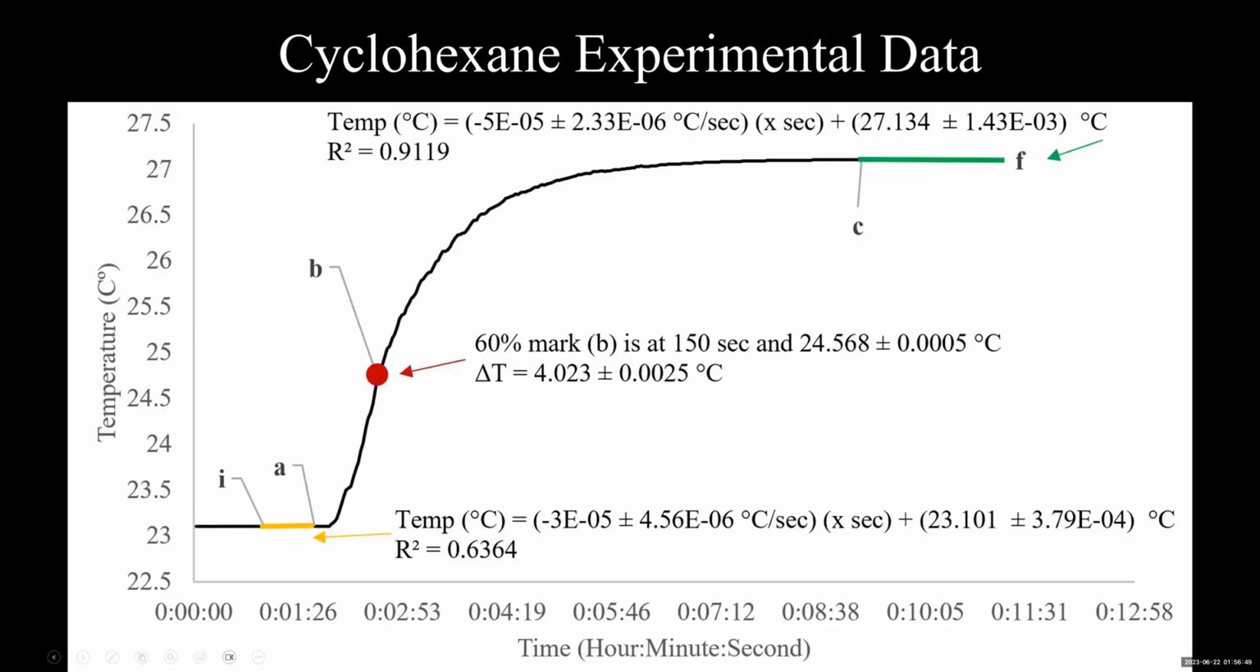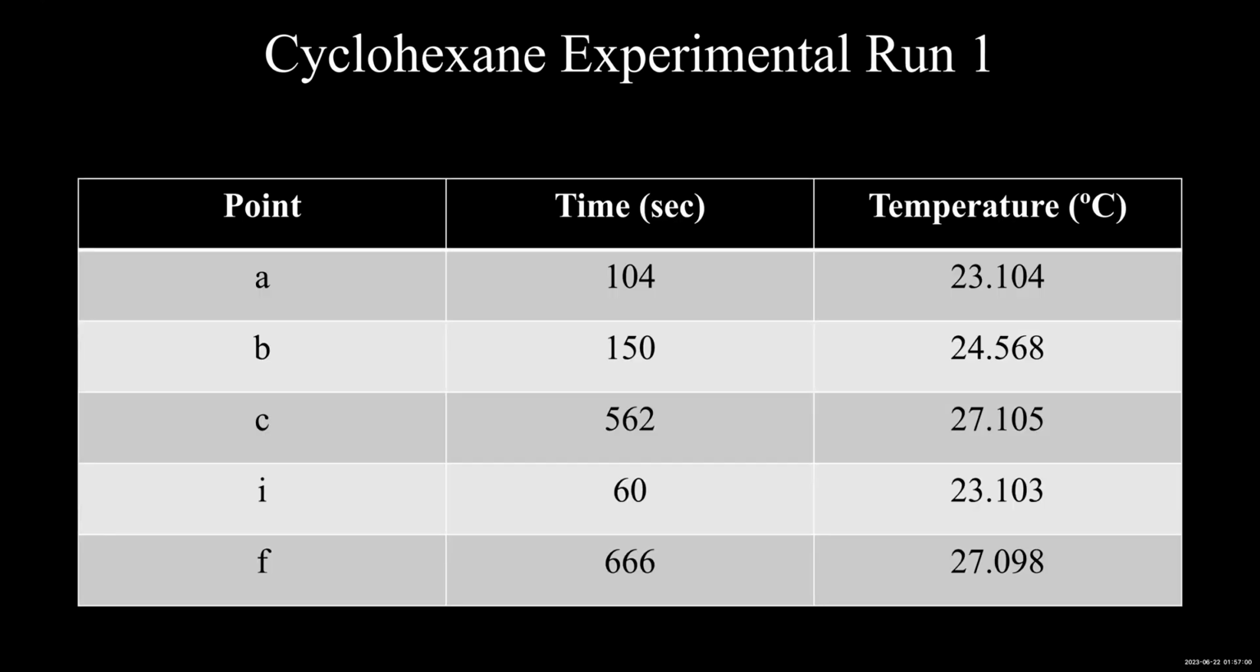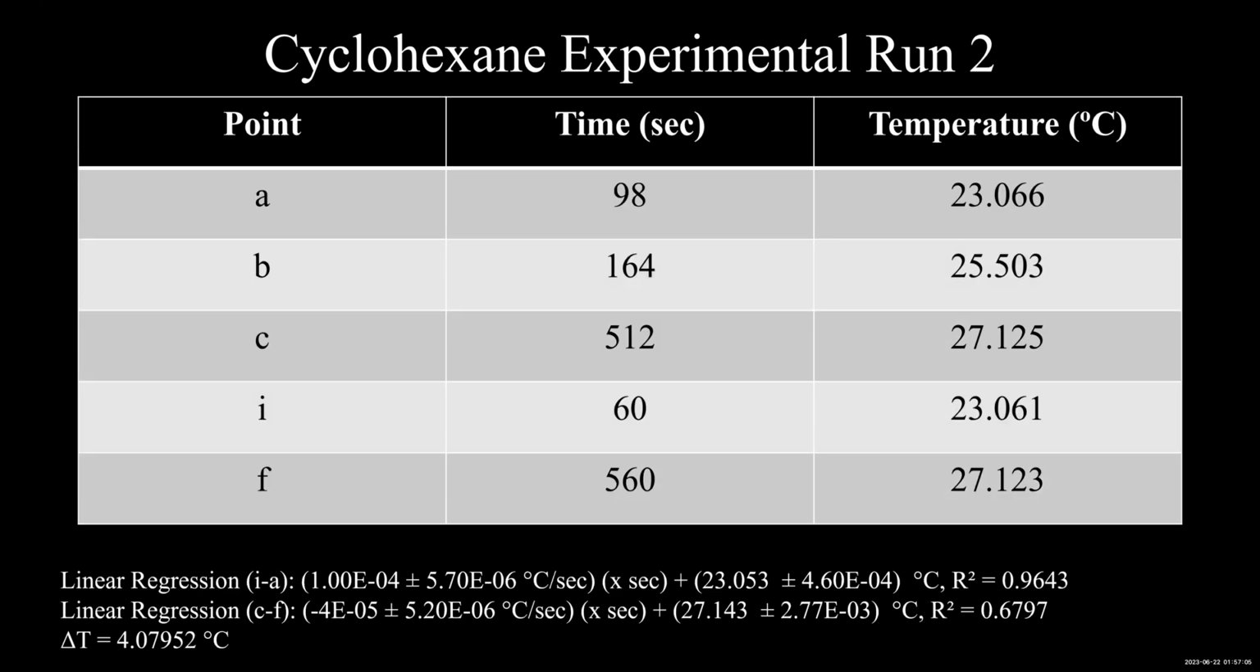And then all of this was done over again for cyclohexane. So here's the graph. It has the same color coding, all of the same points as the CDDT runs. Here's the graph for the first cyclohexane run with the time and temperature values, and here is the table for the second run. It is important to note that although the calculations were done individually for the runs, the values were averaged to complete the final calculations to get the resonance energy of benzene.